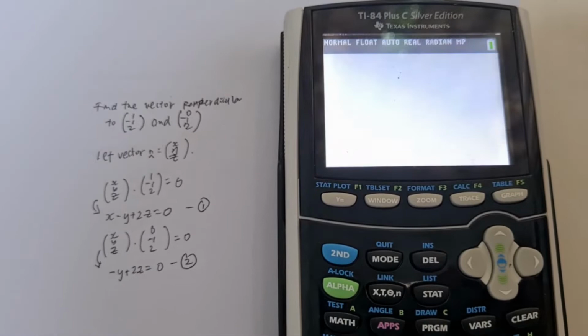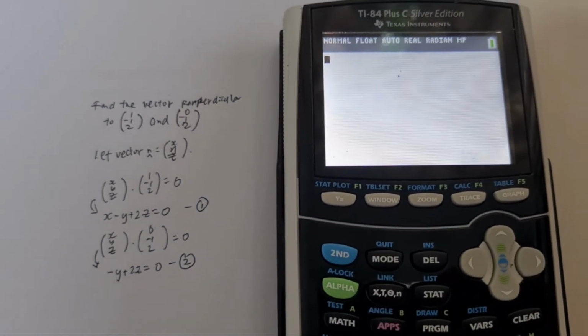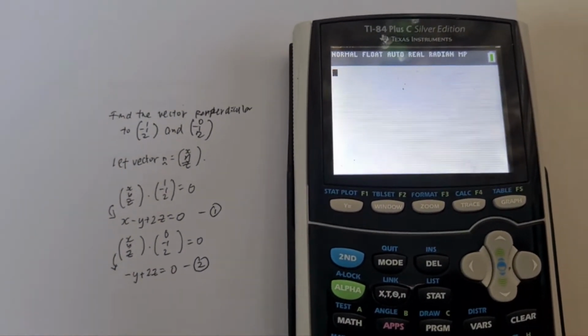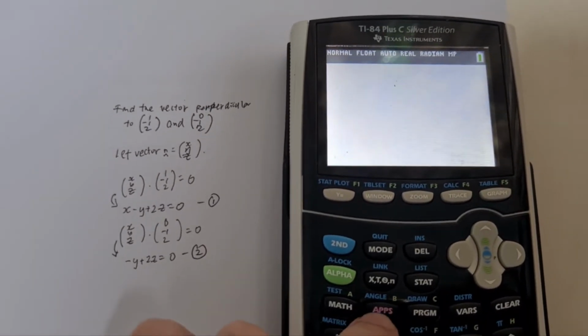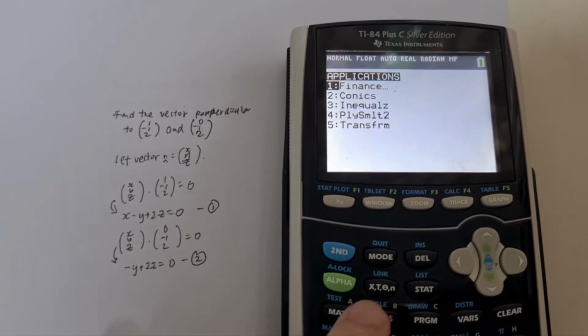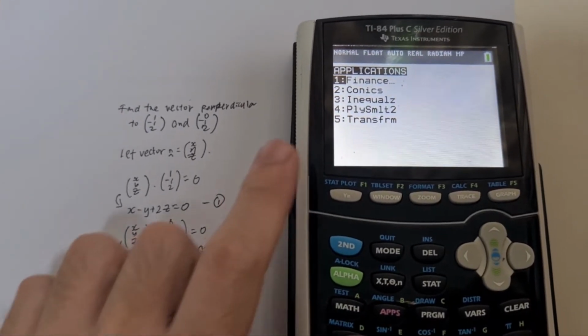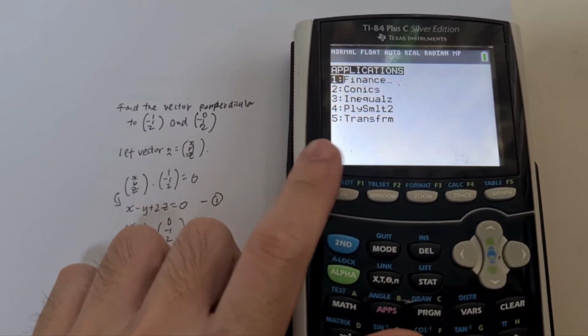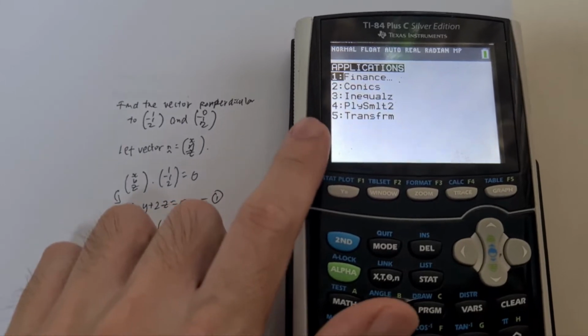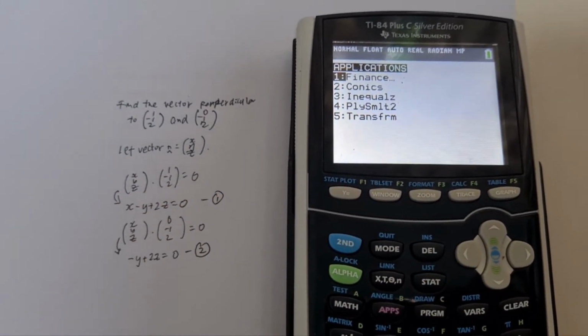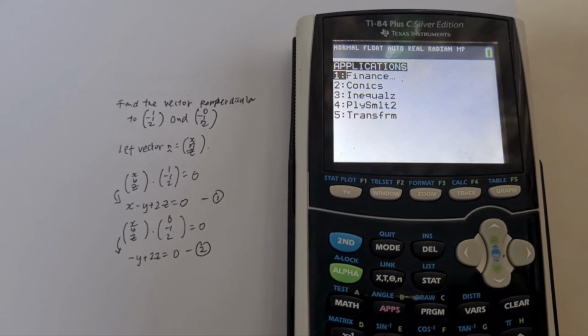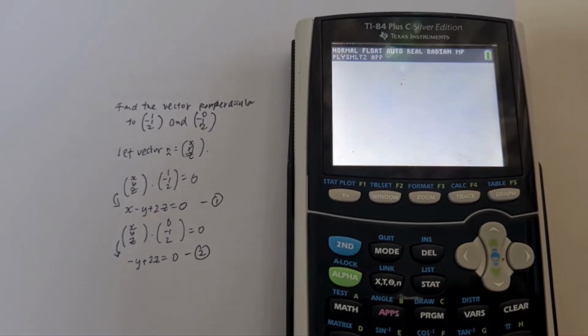Once I have these two equations, I can simply move on to my graphics calculator, in which I will find the vectors. All we have to do is click on the apps button, and in the screen itself there are several applications, and we want to use application number 4, which is the PlySmlt2 application.